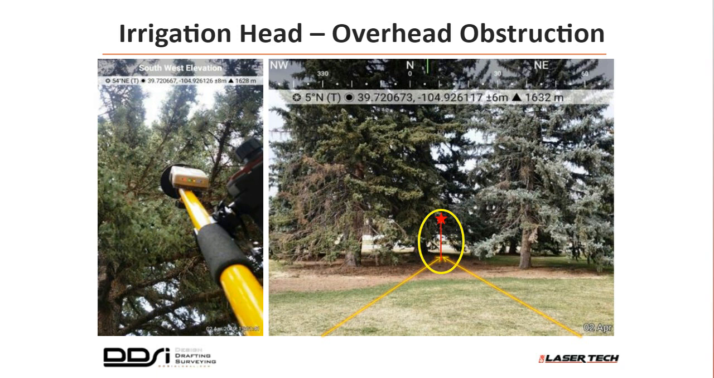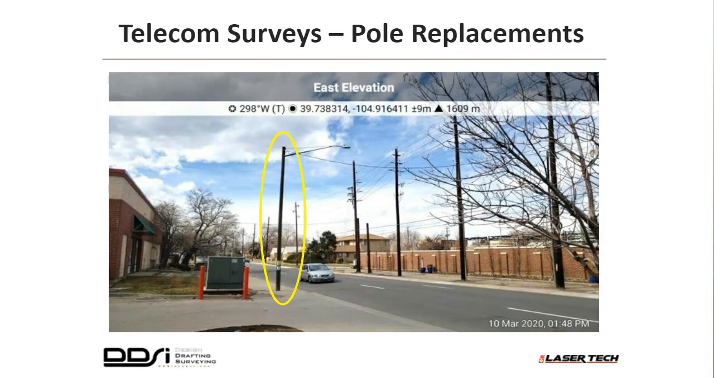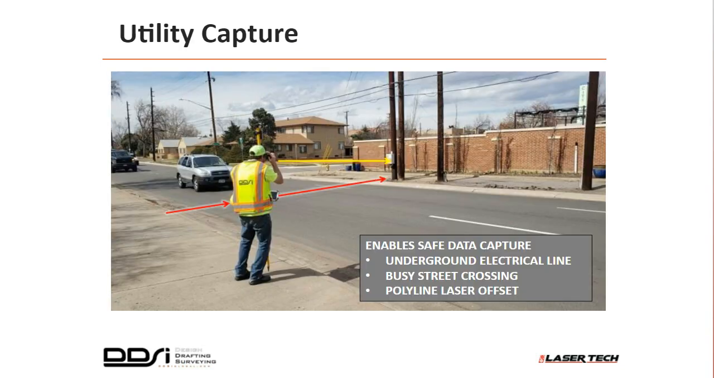This next example is another one of our telecom jobs, where this pole is identified for a wireless replacement. Each one of these poles needs to have new power and new fiber pulled to it underground, which means bored from an existing power or fiber location. So this is another scenario where we are required to capture all the existing utilities in that location.